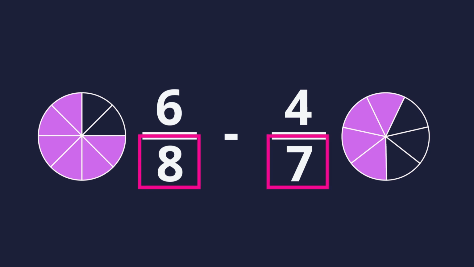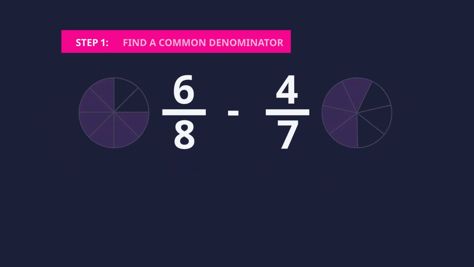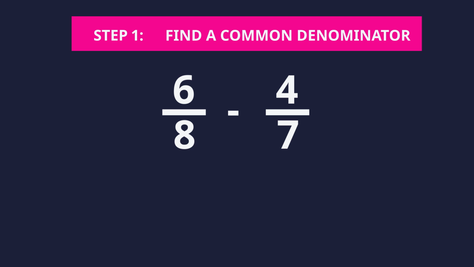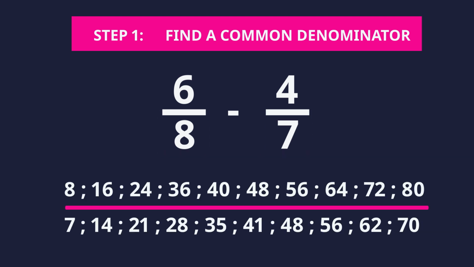The trick is to start at the bottom. Step 1. Find a common denominator. Identify the lowest common multiple of both denominators. Find the smallest number that both 8 and 7 can divide into evenly. List the multiples of 8 and 7. The smallest number that appears in both lists is 56. So, 56 is our new common denominator. This will be our new denominator for both fractions.